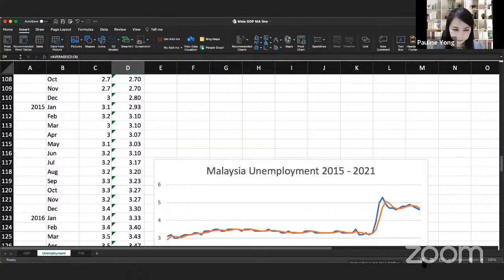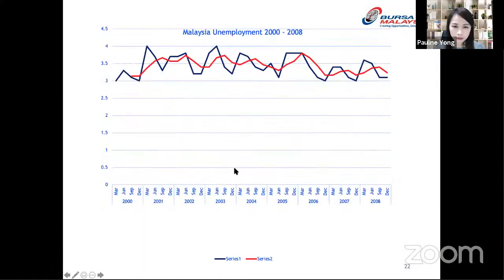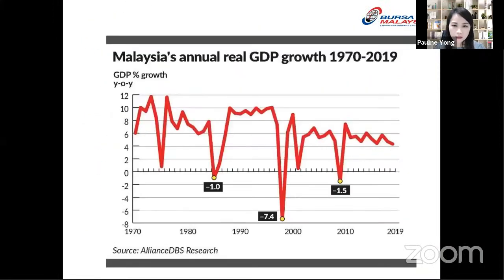Okay, so then go back to the slides. I just have one more slide, just bear with me, one more slide. I'm going to look at our GDP figure, whereby we look at the last 50 years. This was our GDP figure.